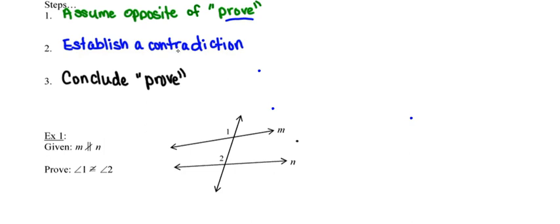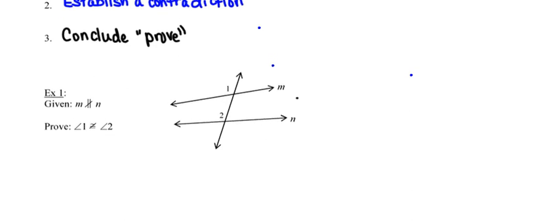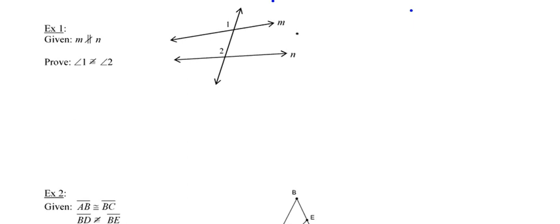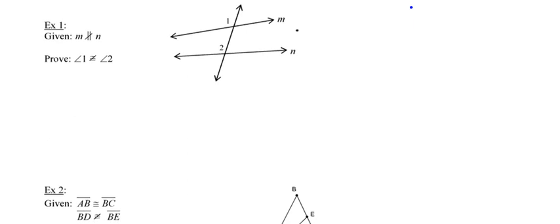Like anything else, when we try to spell the math out in words, it ends up being a little more confusing than it actually is when we just look at the math in terms of math. So let's see if we can follow these steps to make some sense out of this very first proof. In example 1, we're given that lines M and N are not parallel, and we're being asked to prove that angles 1 and 2 are not congruent.